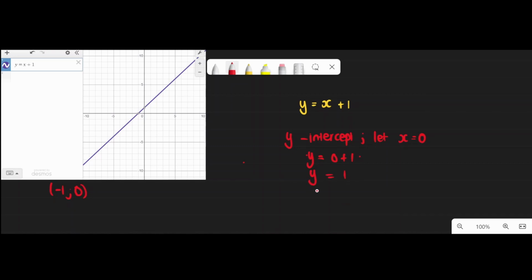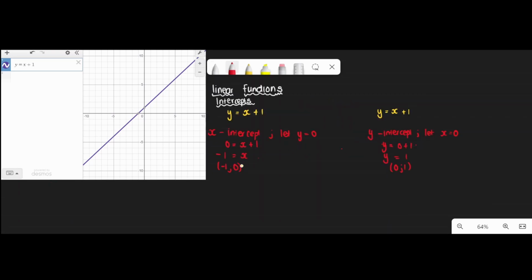Now we write it in coordinate form. We let x equal 0, so our x is 0, and our y is 1. And those are your two intercepts: -1, 0 and 0, 1. As you see from the graph, that's what we had. So this is how you find your x and y intercepts.